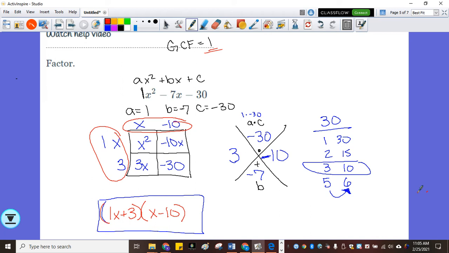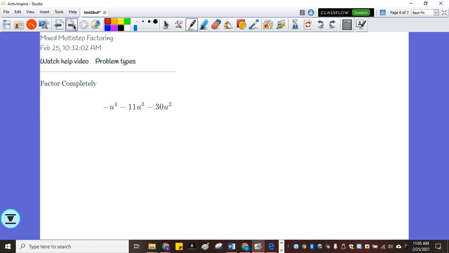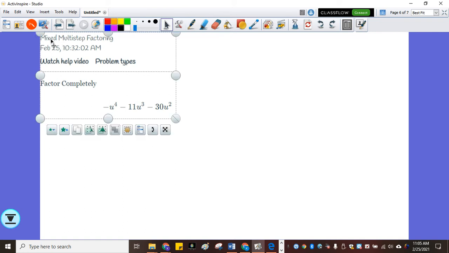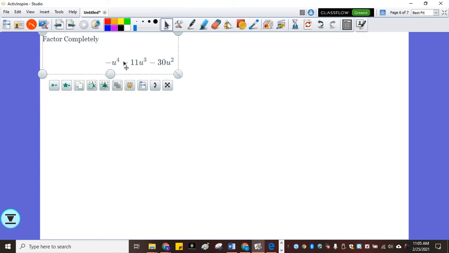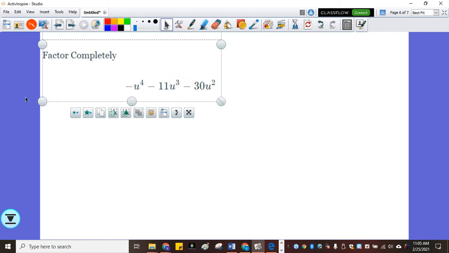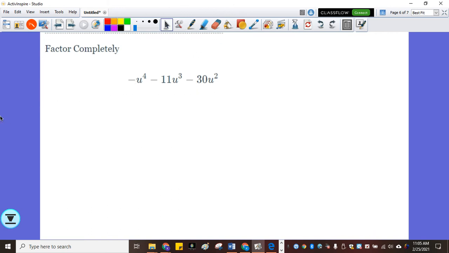All right, one more with me. This is called mixed multi-step factoring. That means there is going to be a greatest common factor, and then we're going to have to factor more. So this is what we learned yesterday, the super long step. It takes longer than the other ones.